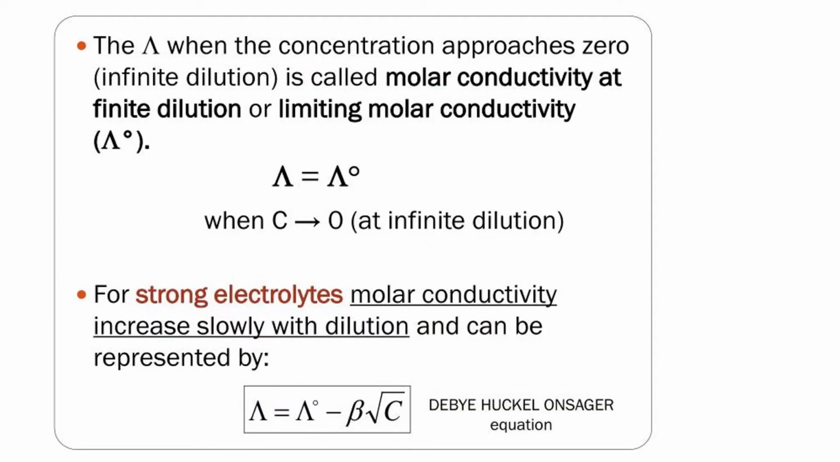And so the molar conductance at infinite dilution, or limiting molar conductivity, is the molar conductance when the concentration tends to zero. It is called the molar conductivity at infinite dilution. It is represented as lambda 0.